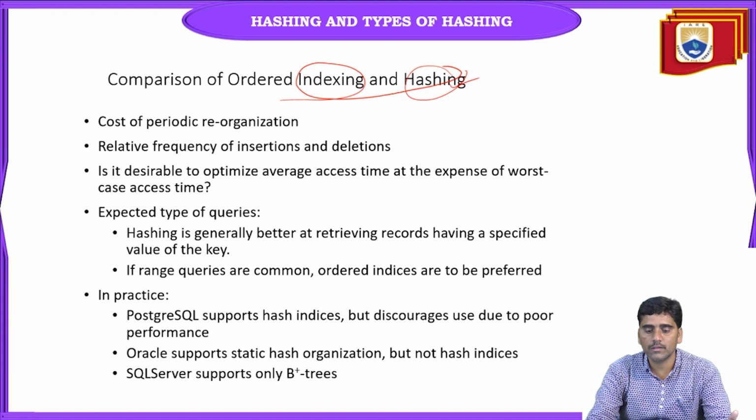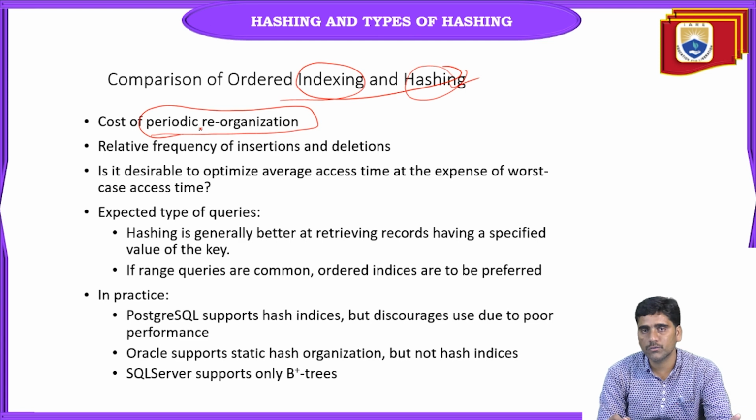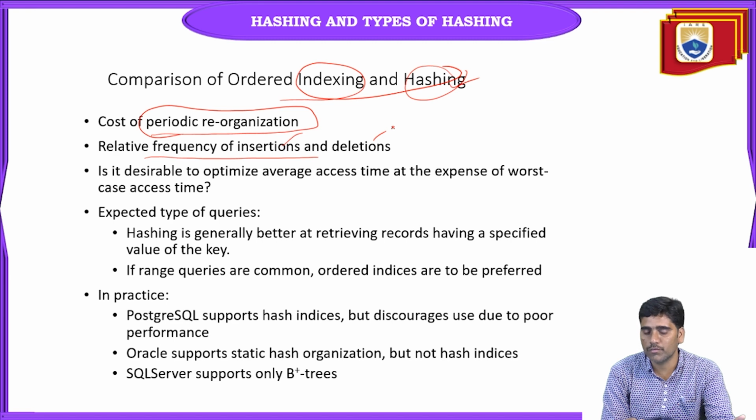So the indexing mechanism and the hashing mechanism both work with search key values. What are the comparisons we are going to take here? The cost of periodic reorganization. To reorganize the file or the bucket takes a large amount of cost. And the relative frequency of insertion and deletion.